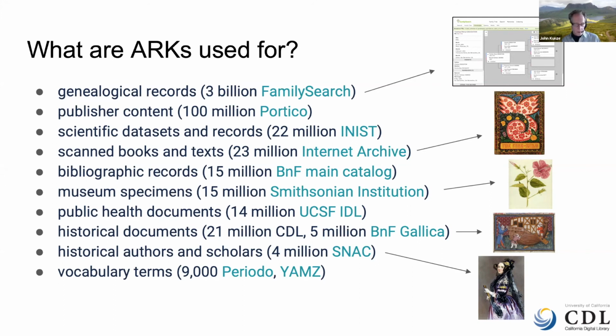ARKs are also important for people, especially historical figures who weren't alive in time for ORCIDs. For example, there are ARKs for Ada Lovelace and Isaac Newton. ARKs are also important for abstractions used in the semantic web, things like diseases, vocabulary terms, time periods. These all get ARKs.